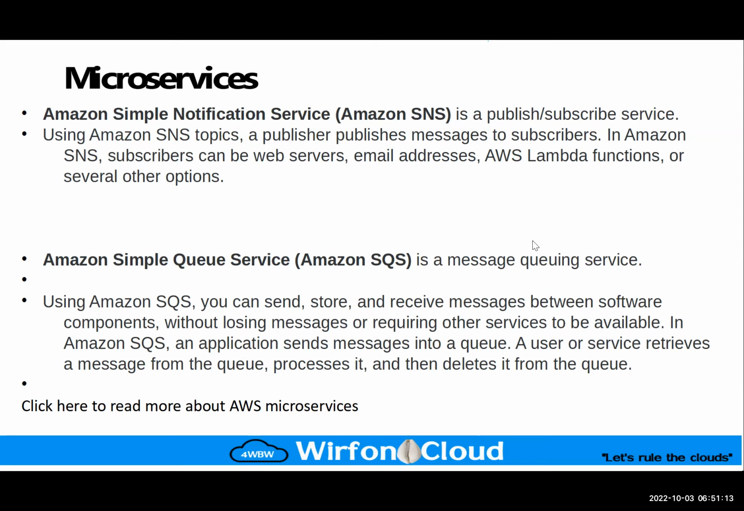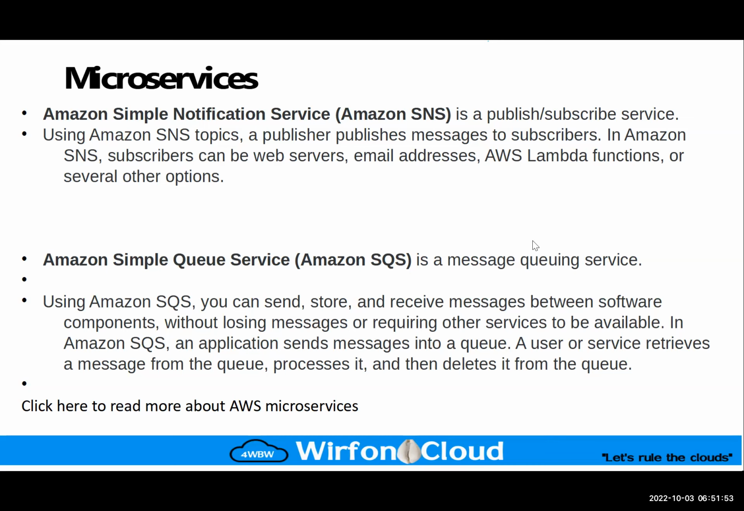And it uses SNS topics. A publisher will publish a message to subscribers, and Amazon SNS subscribers can be web servers, email addresses, AWS Lambda functions, or several other options. So it's a service that is used for decoupling. Then you have the Amazon Simple Queue Service, which is a message queuing service, and it is used to send, store, and receive messages between software components without losing the messages or requiring other services to be available.